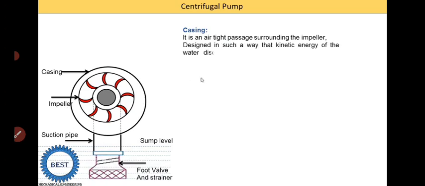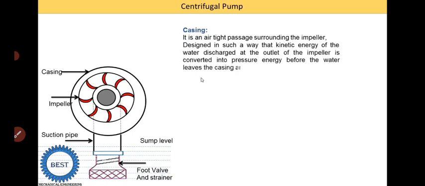Designed in such a way that the kinetic energy of the water discharged at the outlet of the impeller is converted into pressure energy before the water leaves the casing and enters the delivery pipe. That means water coming out from this impeller has high kinetic energy, so the pump is used to increase the pressure head. Water coming out with high velocity from this impeller is supplied into this casing, and in this casing the kinetic energy of the water is converted into pressure energy.